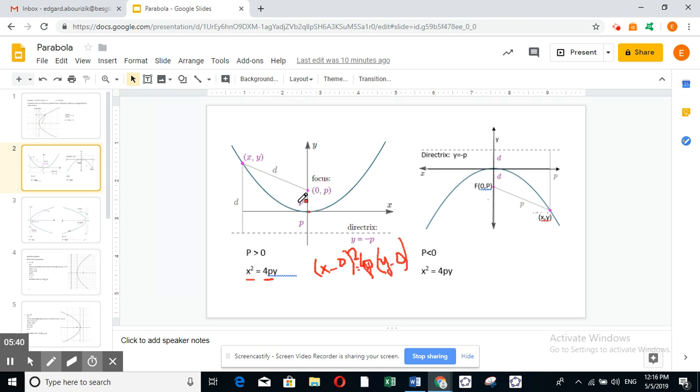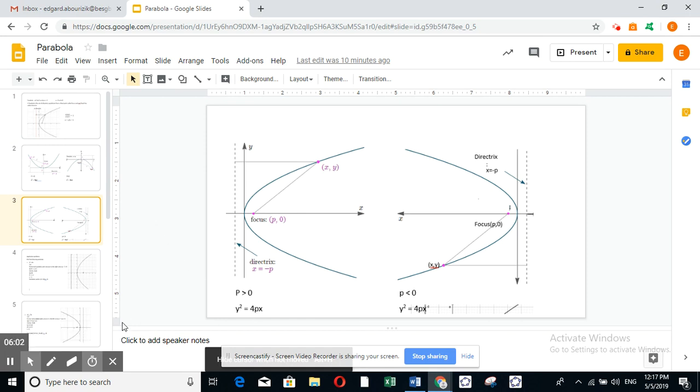If p is positive, it will concave upward. Because you have x squared, it is vertical. If p is negative, it concaves downward, and the distance from the vertex to the directrix, or from the vertex to the focus, is also equal to p.